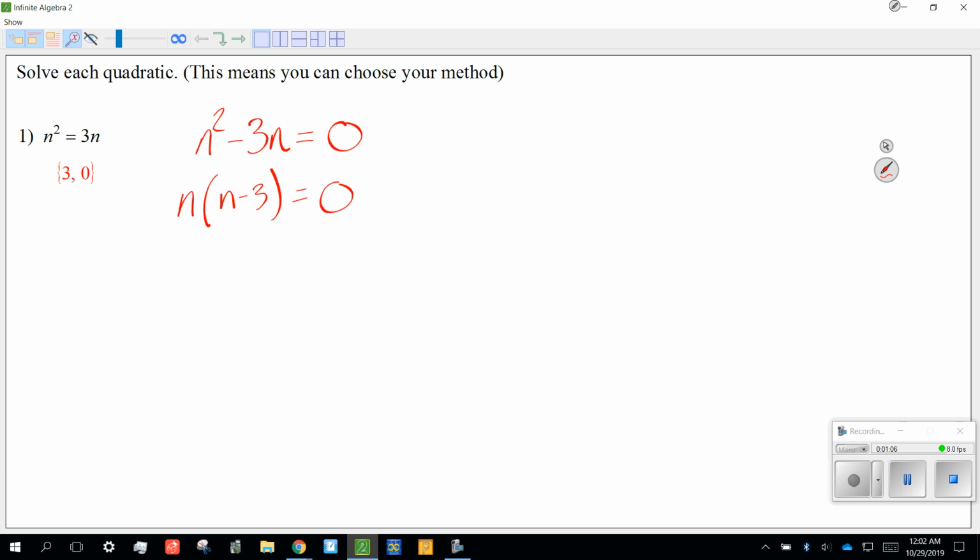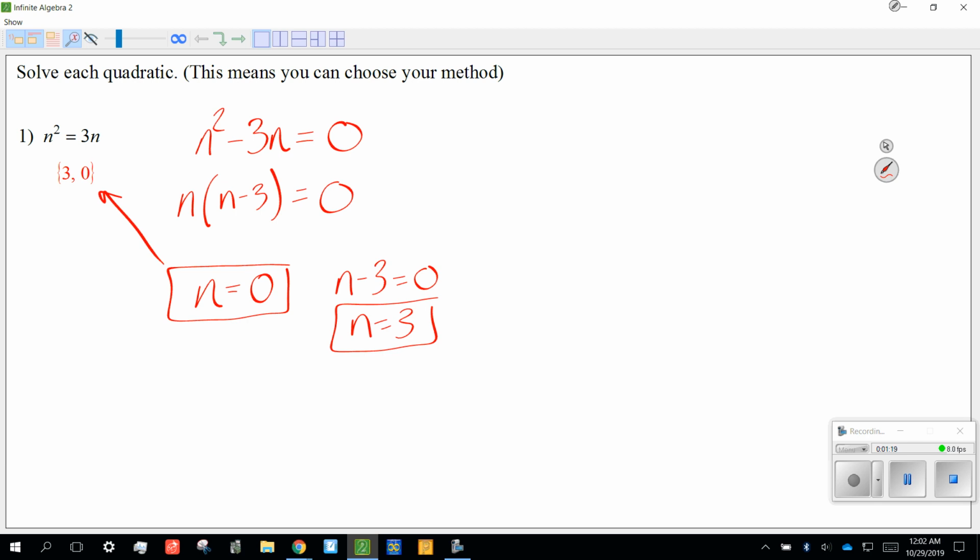And then we've got two things that we can set equal to 0: n equals 0 and n minus 3 equals 0. When we solve for that, we get n equals 3 and n equals 0, which are the two answers that they have right there. Alright, let's go now to number 3.